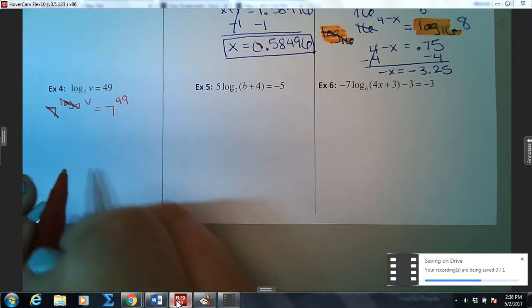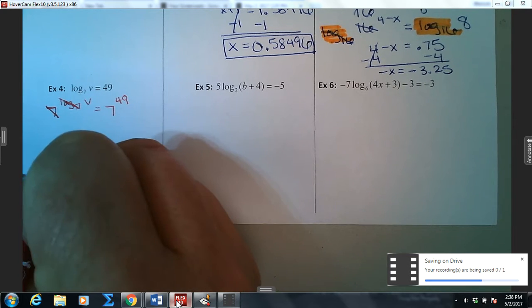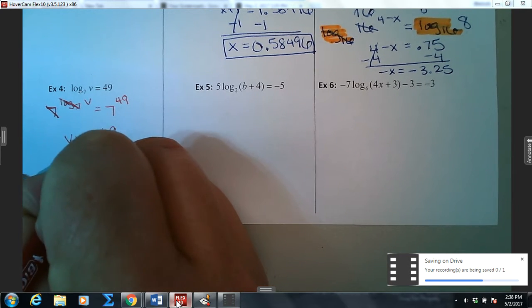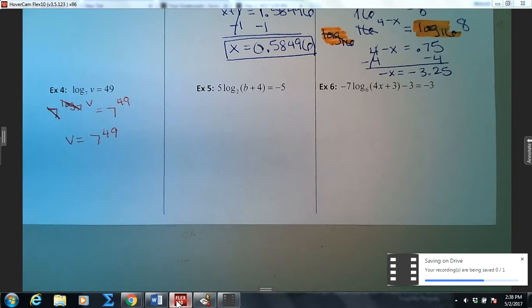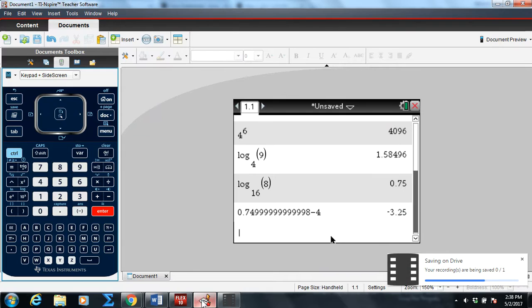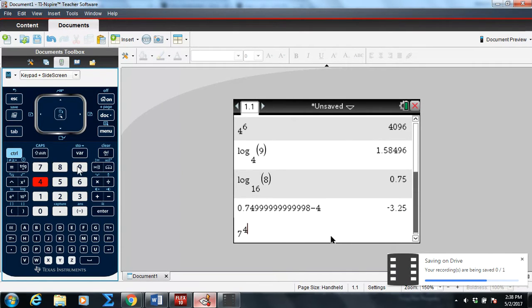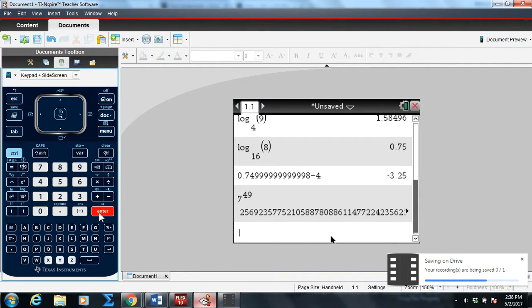So here I'm left with v equals whatever 7 to the power of 49 is. I guarantee that's such a huge number, our calculator is not going to be very helpful. Calculator, 7 to the power of 49 is enormous. Check out that number. I have no desire to write that number down, so I think I'm just going to leave my answer as 7 to the power of 49. Probably should have written up a different problem there. Oh well. Next example.